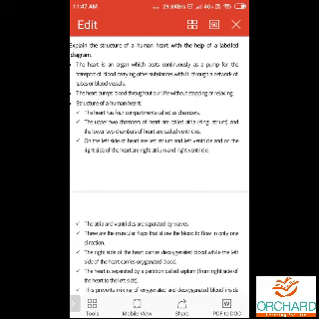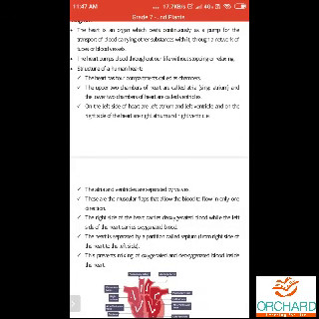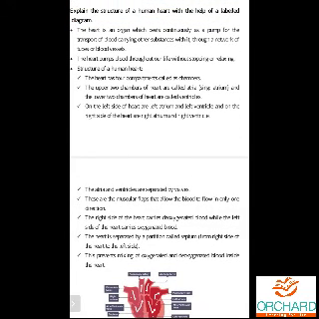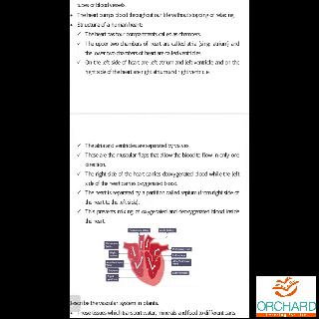The heart has 4 compartments called chambers. The upper 2 chambers of the heart are called atria, and the lower 2 chambers are called ventricles. On the left side of the heart are the left atrium and left ventricle, and on the right side are the right atrium and right ventricle. The atria and ventricles are separated by walls. These are the muscular flaps that allow the blood to flow in only one direction.